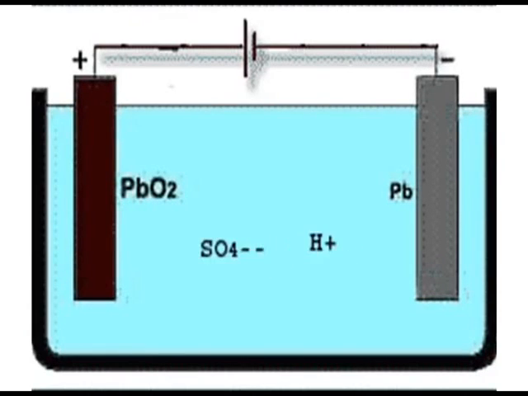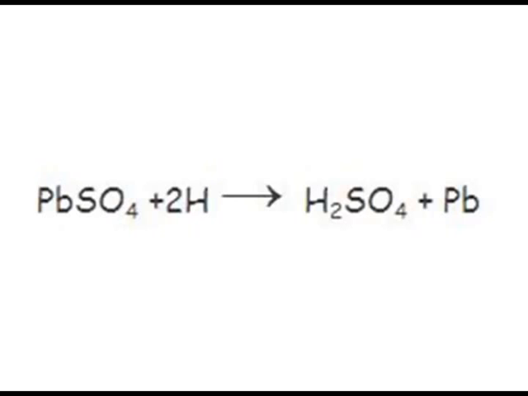This acid also remains as positive hydrogen ions and negative sulfate ions in solution. Hydrogen ions, being positively charged, move to the electrode connected to the negative terminal of the DC source. Here, each hydrogen ion takes one electron from that and becomes a hydrogen atom. These hydrogen atoms then attack lead sulfate and form lead and sulfuric acid.